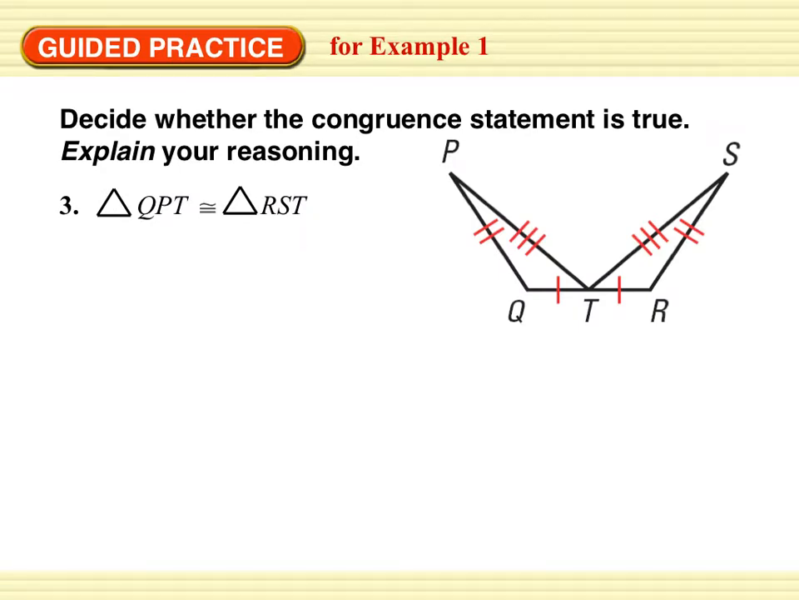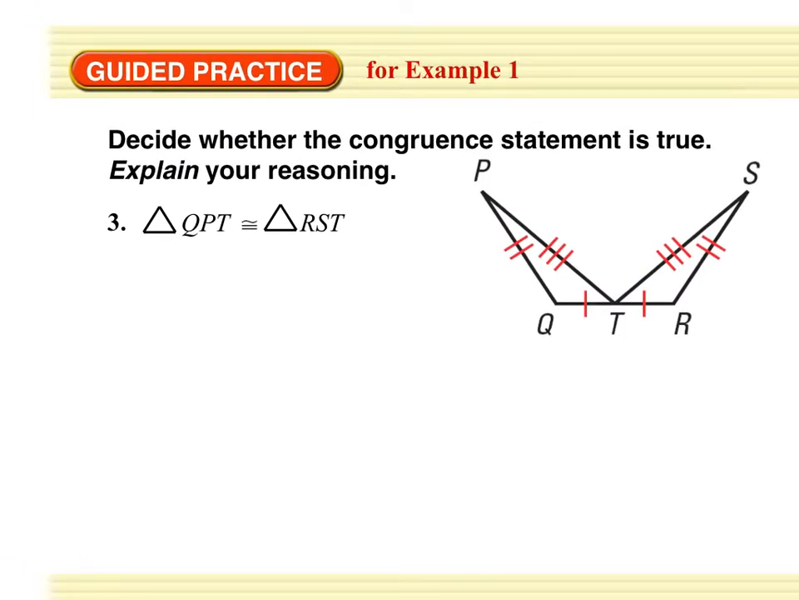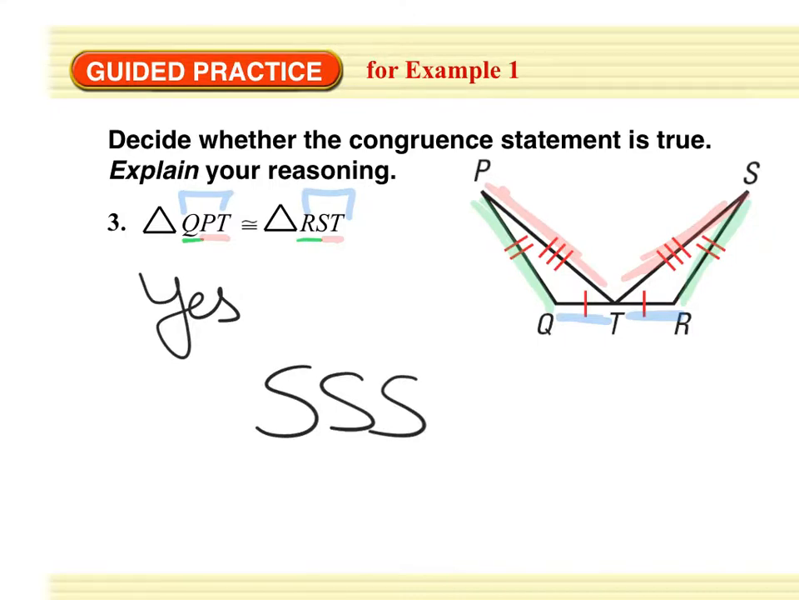So again, we're going to check to make sure all the markings match. So QP with RS. QP is here, it has 2. RS is here, it has 2. Then PT and ST have 3 and 3. And then if you check QT and RT, they match too. So you would say again, yes, you can prove them congruent by side, side, side.